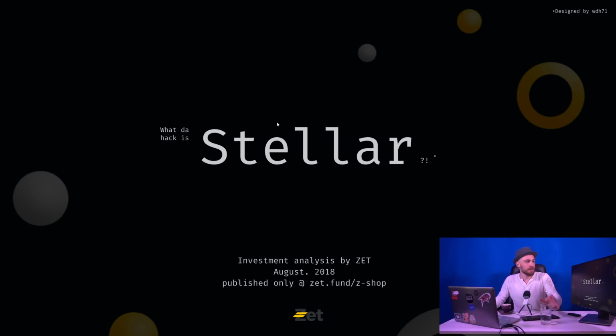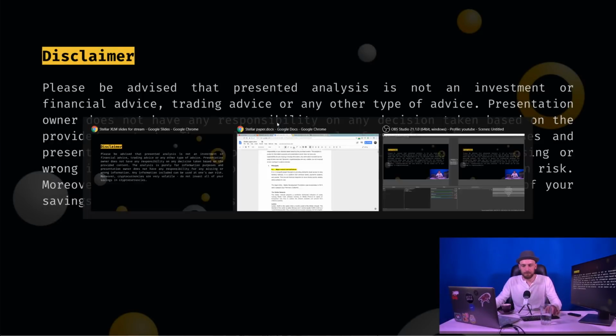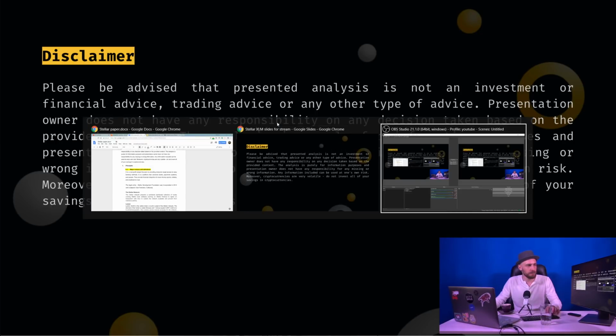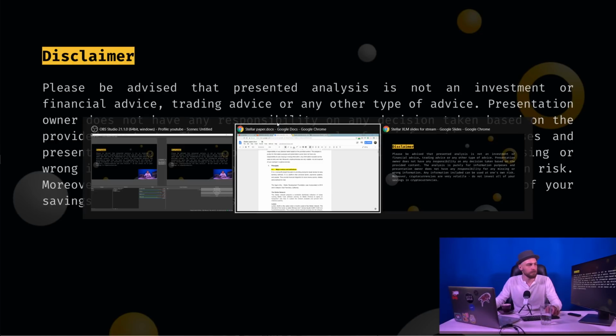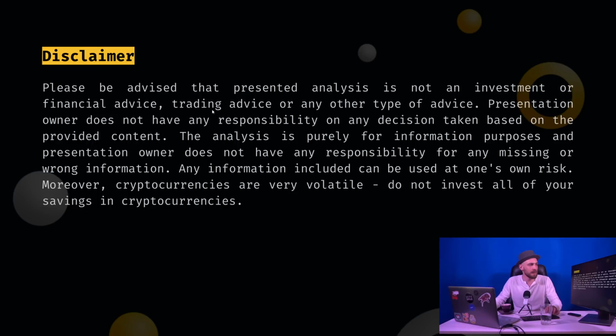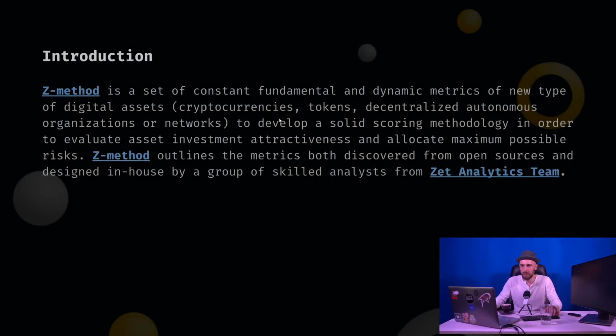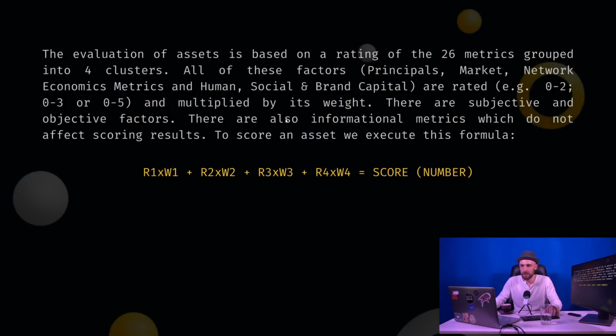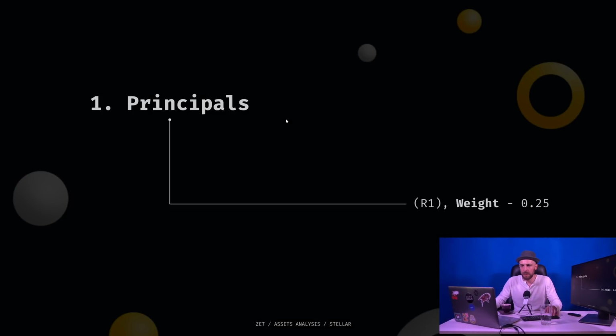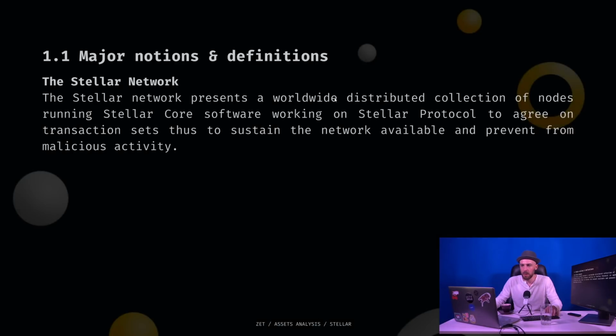So, what is Stellar? It is a disclaimer. Okay. It is Zet Fund methodology. So, Stellar. Yes.